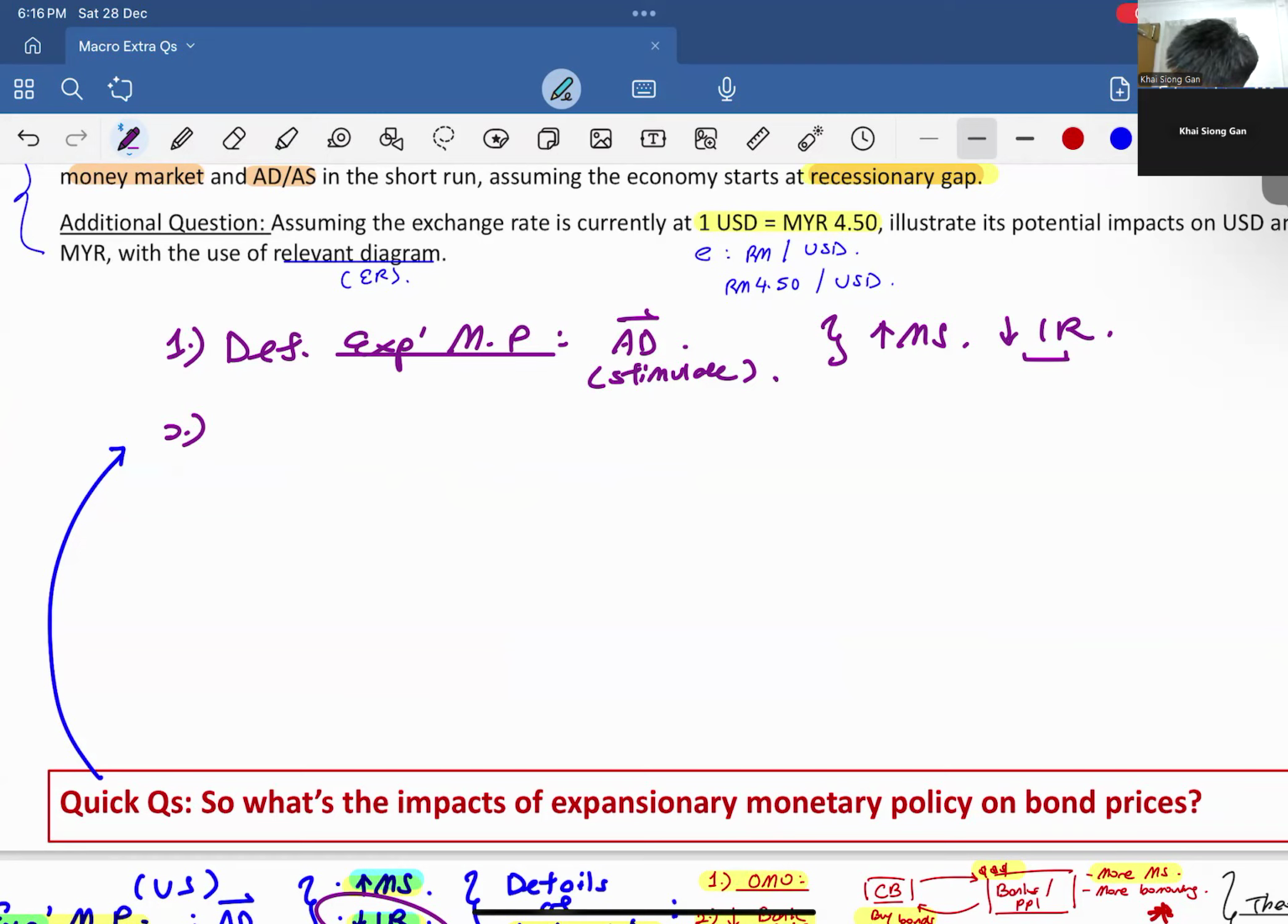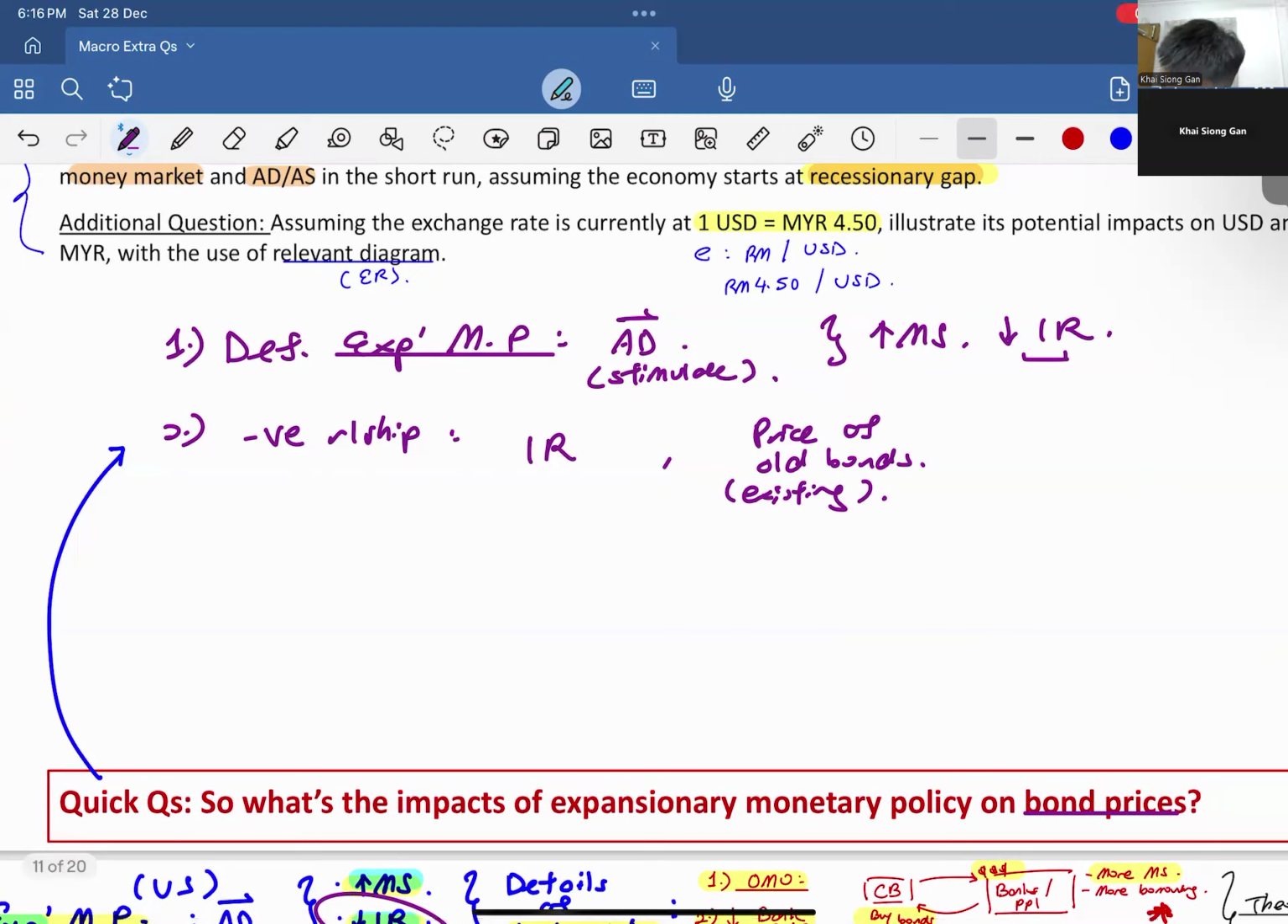Remember the negative relationship, the inverse relationship, between the interest rate and the price of old bonds. When I say old bonds means existing bonds. Okay, we are answering the question now. Why? Because when interest rate goes down, the new bond will follow a lower interest rate. So we don't want that. We prefer old bonds, so higher demand for old bonds. So the price of old bonds will increase. So you can see that negative relationship over here.